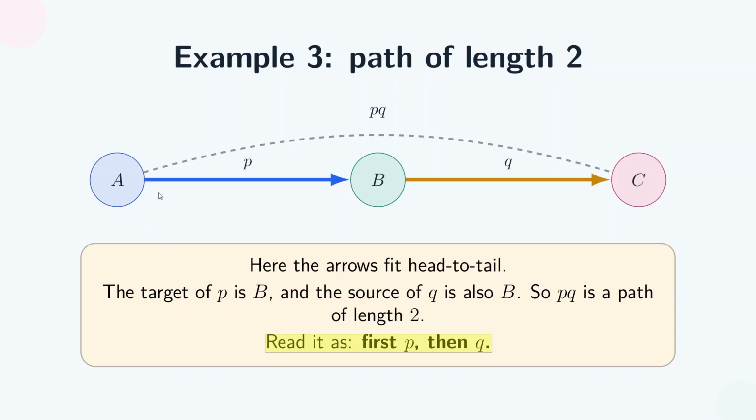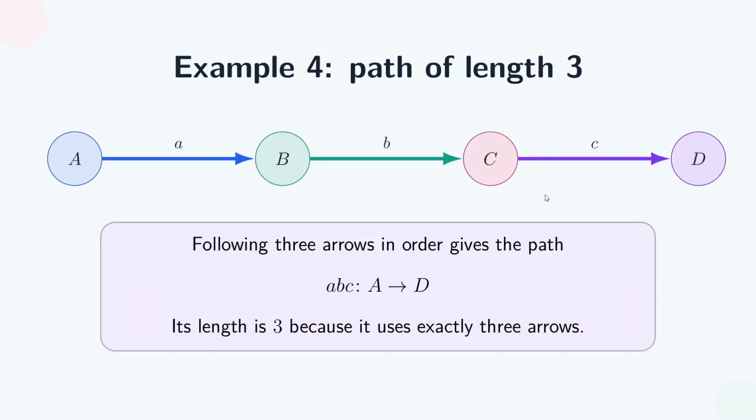A path is built by following arrows in a sequence that fits together step by step. Let us now go one step further and look at a path of length 3. Suppose we have three arrows named A, B, and C. The first takes us from A to B. The second takes us from B to C. The third takes us from C to D.